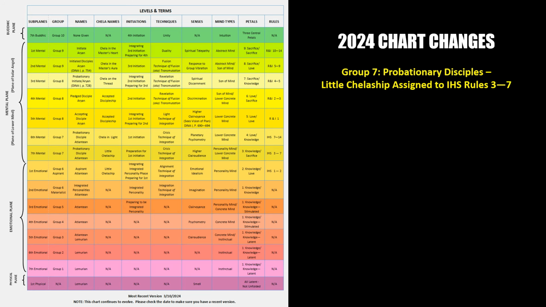So another change I've made is that I now believe that the Group 7 probationary disciples who are little Chelas are working on rules 3 to 7 in the Initiation, Human, and Solar book. Now, little Chela, I believe, covers both part of the Group 6 aspirant stage as well as part of Group 7 probationers. Group 7 probationers can also be, in my understanding of the material, Chelas in the light. So there are different stages here according to the Chela names. But the Group 7 probationary disciples who are still working on little Chelaship, I believe, are working on rules 3 through 7. And I don't really have any concerns about doing this.